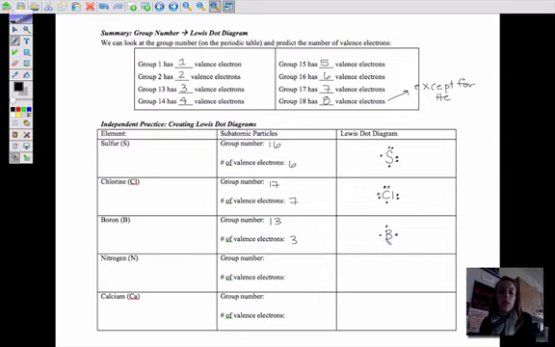Right now, pause the video and then do nitrogen and calcium on your own. When you've completed those, press play and then check your answers.